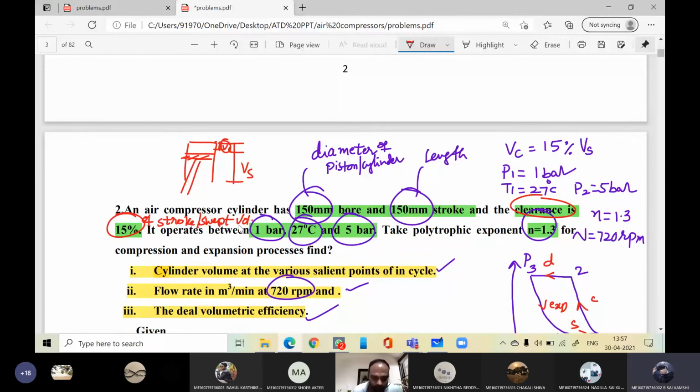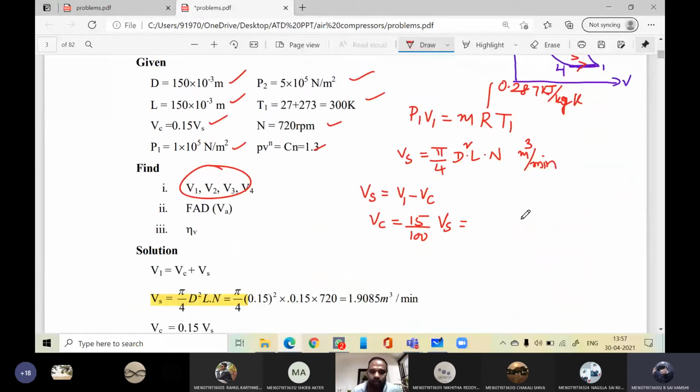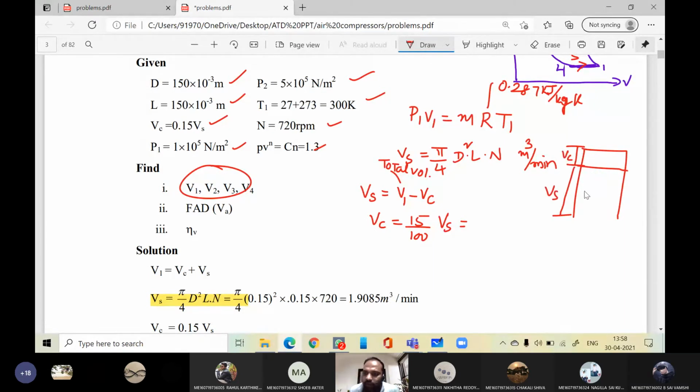Then you wrote another formula below: swept volume is V1 minus V clearance. Here V1 means total volume, or inlet volume. Total volume is equal to swept volume plus clearance volume. Look here: from here to here it is clearance, from here to here it is swept volume. This is the total volume, V total. Total is equal to clearance plus swept volume.